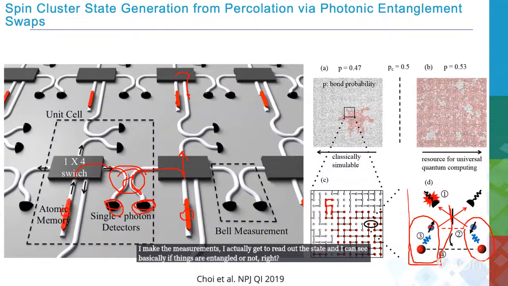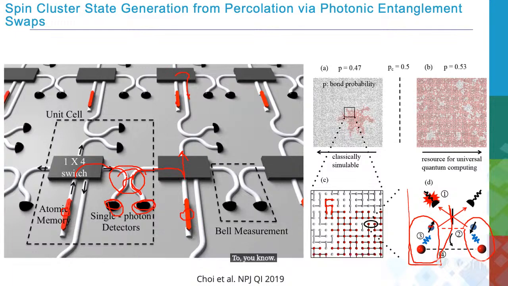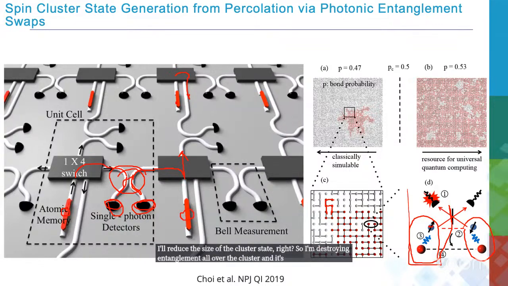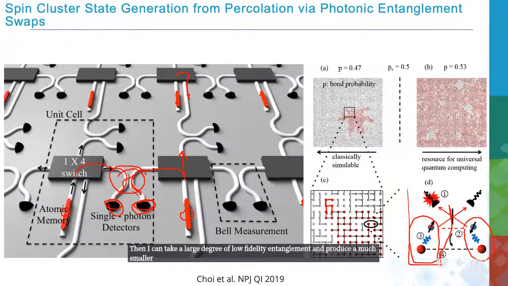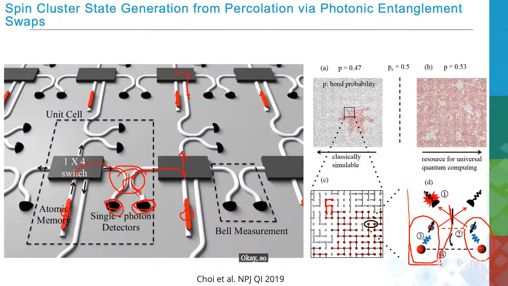And I can make a measurement on a bunch of these qubits out in the field here to reduce the size of the cluster state, right? So I'm destroying entanglement all over the cluster, and it's going to make it a smaller cluster, but that smaller cluster can be entangled with a higher fidelity. Okay, and then I can take a large degree of low fidelity entanglement and produce a much smaller number of qubits that are entangled with a much higher fidelity. And that's what I need. Okay, I want high fidelity entanglement to do reliable quantum entanglement of things across my network. Okay, so that is really the core of what we're trying to do in the Center for Quantum Networks.